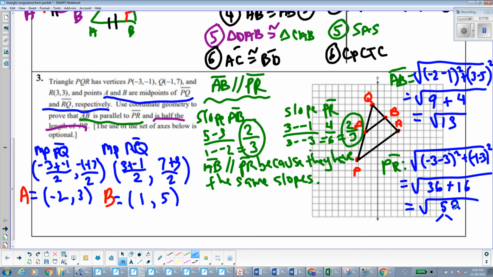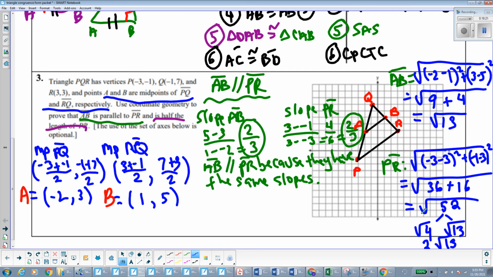And what you would need to do is to find the largest perfect square that goes into radical 52. And that breaks down into the square root of 4 and the square root of 13. 13 times 4 is 52. And this simplifies to 2 radical 13. So you can clearly see now, when we simplified the radical, that PR is double what AB is. So AB is half of PR.